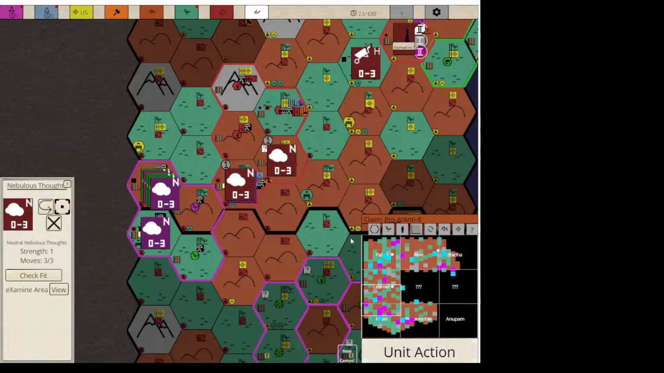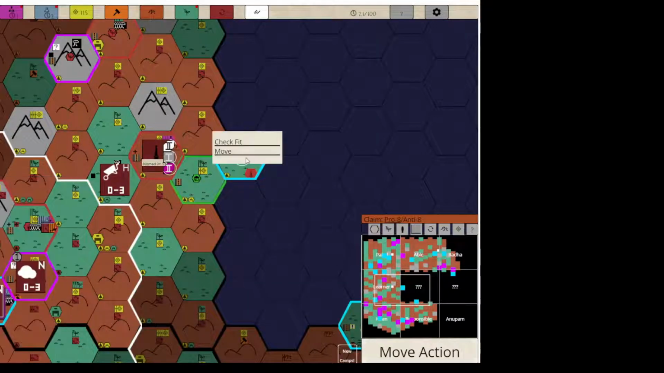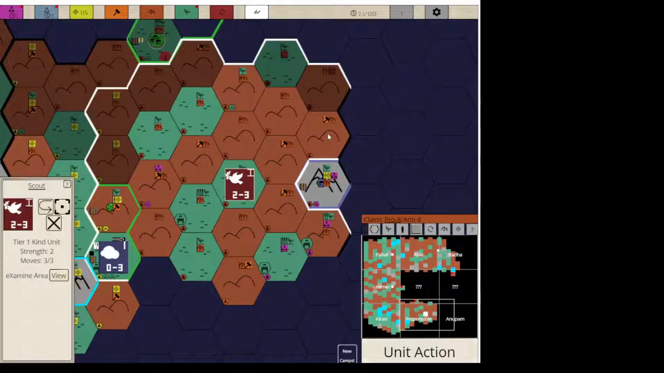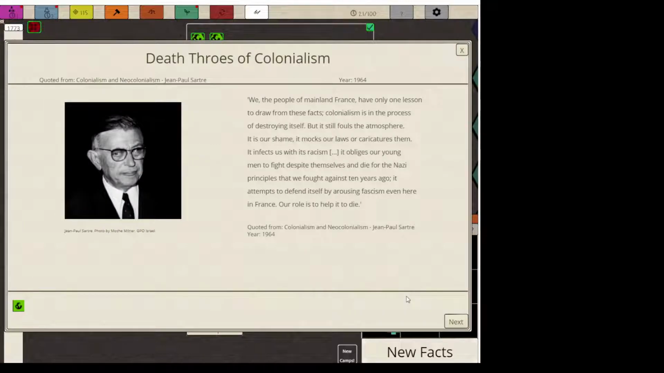Meanwhile, I was going to do this. I could take this thought and explore these ones down here, but I think I'll just take him over here, try to check fit there. Keep exploring. See what we got. This is another point by Sartre on the death throes of colonialism and how colonialism fouls the atmosphere. It's a great phrase there from Sartre, talking about how in service of colonialism, laws are mocked and caricatured, racism becomes omnipresent, and young men die, they fight and they die for the same principles, for the same Nazi principles that they fought against 10 years earlier.